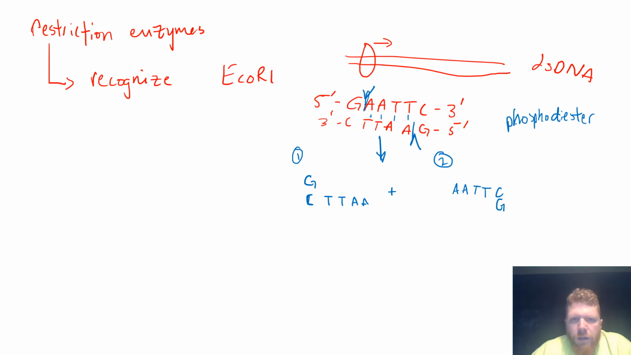So restriction enzymes will scan double-stranded DNA and they will find their recognition sequence, they will find what they are looking for, and they will break your phosphodiester linkage. In some cases, you'll end up with products that look like this, where there are these overhangs. These are referred to as sticky ends.